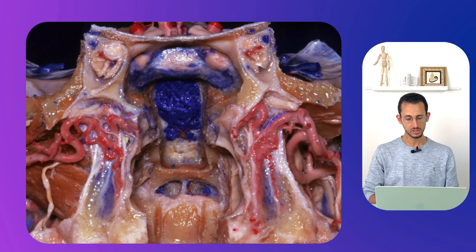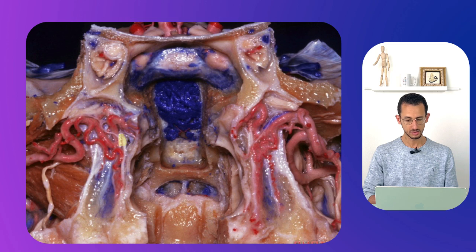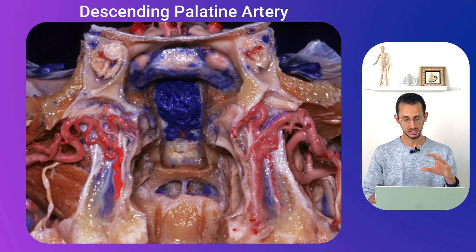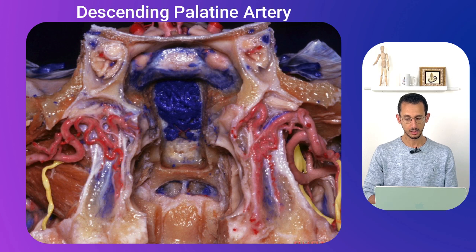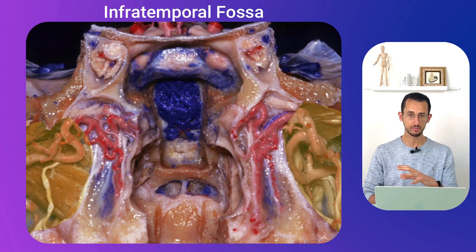Then there are some little nerves like the Vidian nerve, which is really difficult to see, but it enters the pterygopalatine fossa through the Vidian canal. Then it terminates in the pterygopalatine ganglion, which is again a little structure here that also communicates with the maxillary nerve. And then we have the greater palatine nerve and descending palatine artery, which can also be seen in this pterygopalatine space or fossa. And then we have the mandibular nerve, which goes into the infratemporal fossa through the foramen ovale and then branches out.